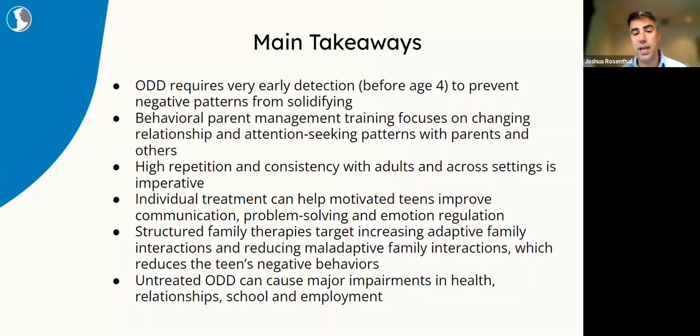Individual treatment, again, not for all kids, but it can help some motivated teens or preteens improve some of the comorbid issues they might be having. The structured family therapies are really good at getting in there and changing all these interactions. So maybe you do a round of parent management training when they're younger, it doesn't go away completely, and then you move into a structured family therapy, and it's more collaborative because the child is older and they're participating.